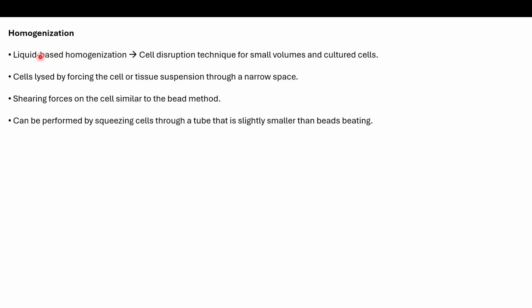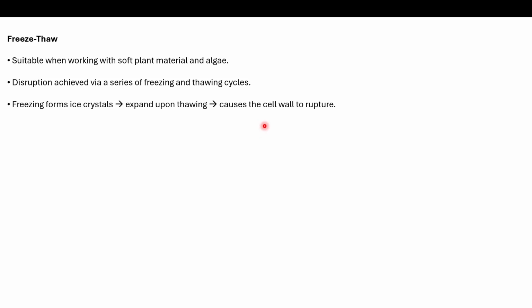Then there's homogenization, which can be liquid based homogenization, wherein you disrupt the cell for small volumes and cultures, and cells are lysed by forcing the cell or tissue suspension through a narrow space that I was talking about. You can put it inside a passage, and the shearing forces on the cell are similar to the bead method that we saw earlier. And homogenization can be performed by squeezing the cells through a tube that is slightly smaller than bead beating. Okay. Then there's freeze thaw cycle.